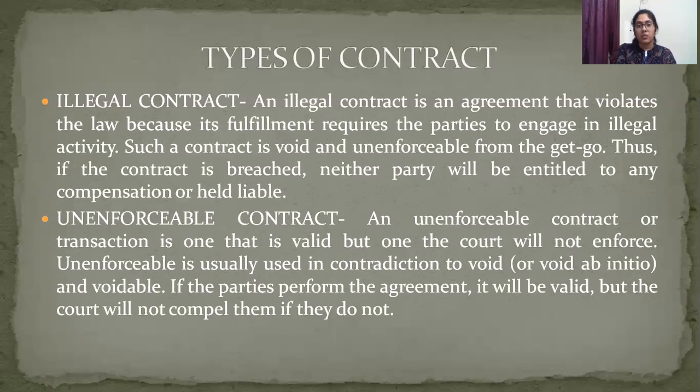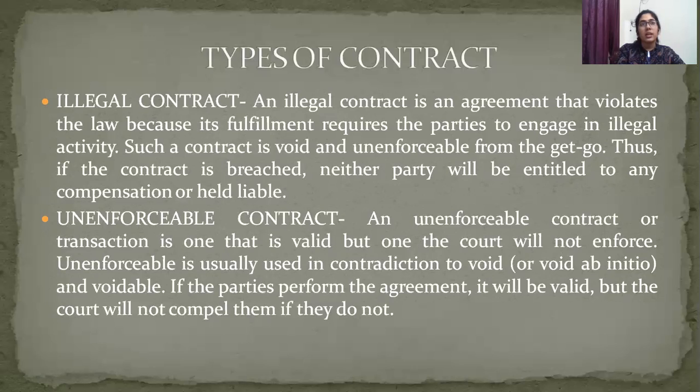Second is unenforceable contracts. Now, as we all know, enforceable contracts are those which are valid in the eyes of law, and hence when you go to court, you can obviously make them enforceable. An unenforceable contract or transaction is one that is valid, but the court will not enforce it.